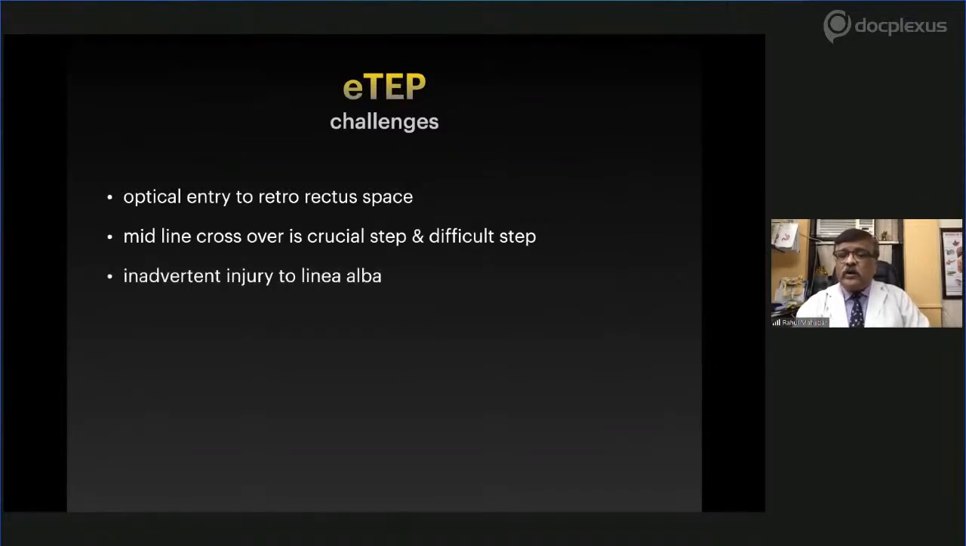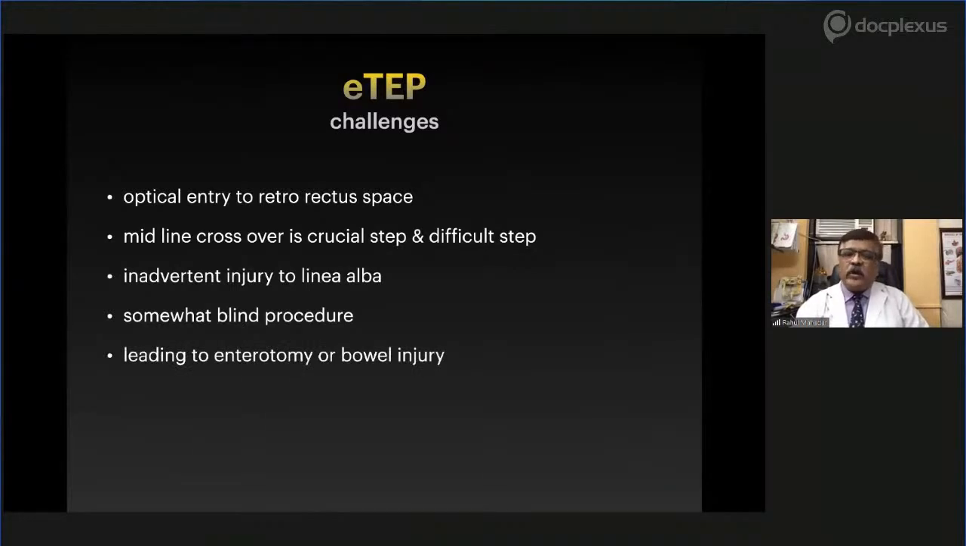Inadvertent injury to the linea alba is done by many surgeons. Even I have done it, but you need to identify that and rectify it on the table itself. Some surgeons have blamed this procedure as somewhat blind, which can even lead to enterotomy and bowel injury while taking down the hernia defect or hernia contents. And the suturing might be a challenge for some surgeons.